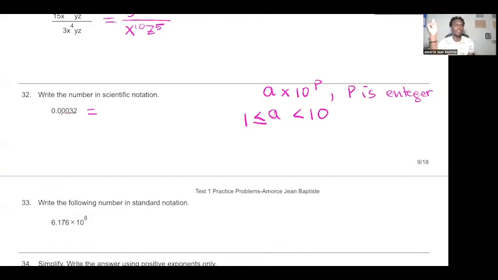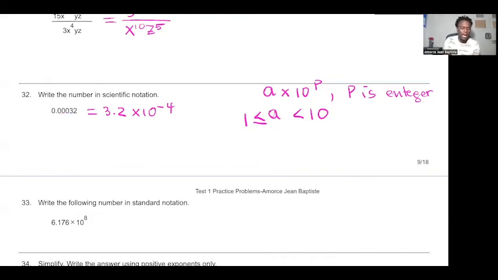Because if I move it to the 5th position, that's going to be after the 2. That will give me 32, which is bigger than 10, still a problem. So you want to keep it in between 2 and 3, which gives me 4 moves. 4 moves tells me how much the power is going to be, and since it was a number smaller than 1, it's going to be a negative exponent. So that's 3.2, where I stopped between 2 and 3, times 10 exponent -4, the number of times I moved the decimal.